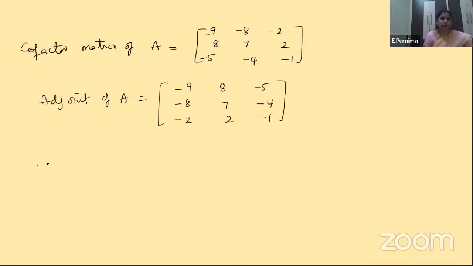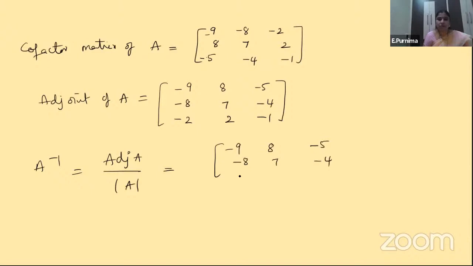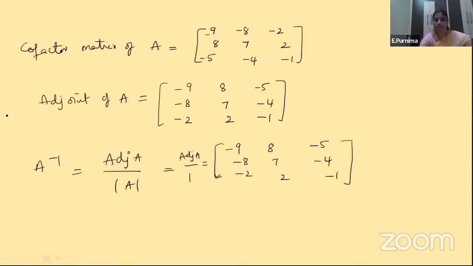Now we are supposed to find out A inverse. A inverse is equal to what? Adjoint A by determinant of A. So already we know that determinant A value is equal to 1. So that is nothing but minus 9, 8, minus 5, minus 8, 7, minus 4, minus 2, 2, minus 1, by 1. By 1 is nothing but the same matrix only, so no need to write that 1 again here. Clear, children?